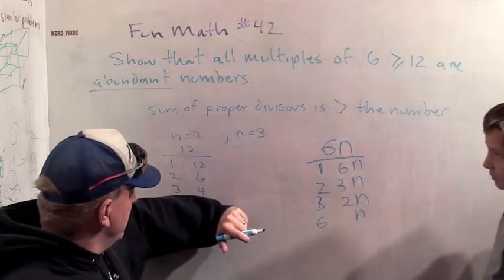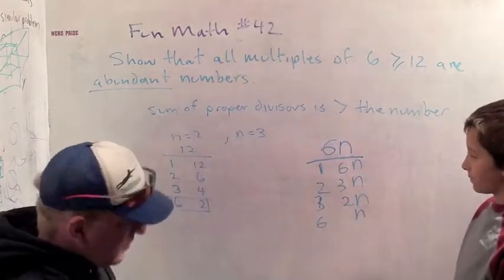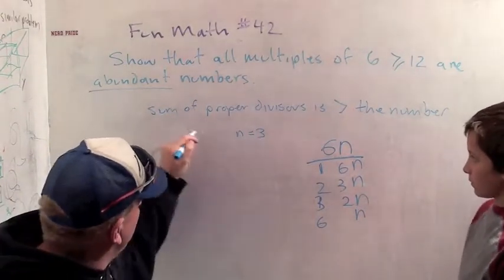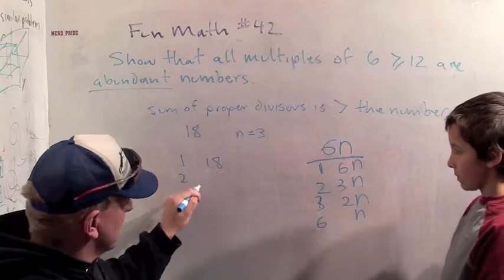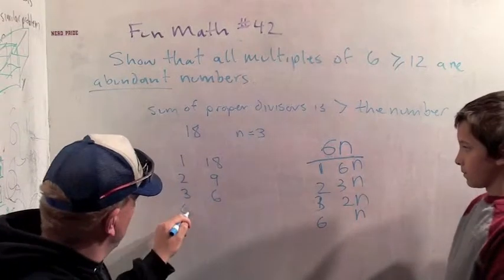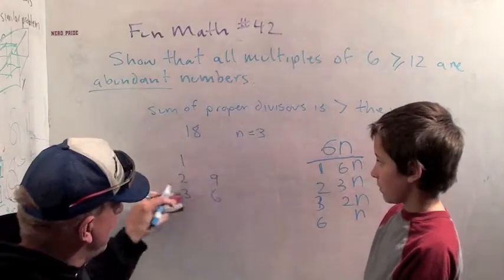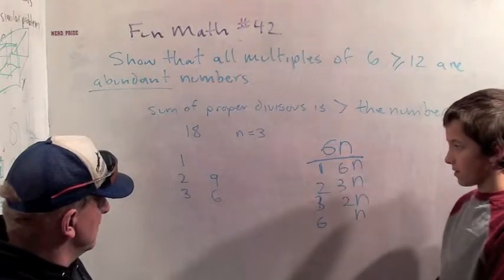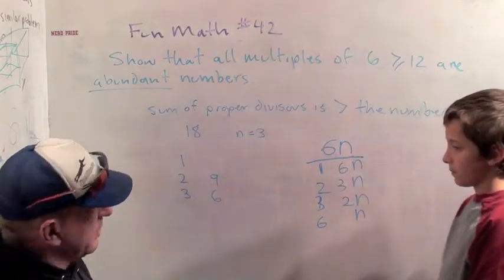But is 12 abundant? Luckily these still sum up to be bigger than 12. Then let's check when n equals 3, where we still have to be careful. Now we have the number 18, 6 times 3. So we have 1 and 18, 2 and 9, 3 and 6, and 6 and 3. We can't count this 6 and 3, and again we can't count the 18. Do we still add up to be bigger than 18? Yes, the sum is 21.